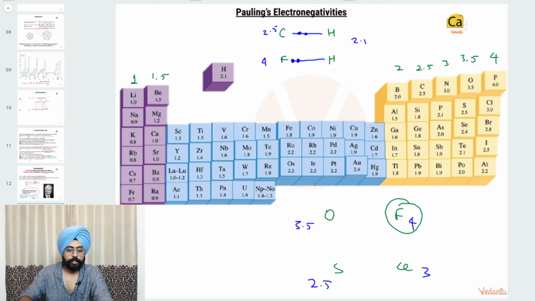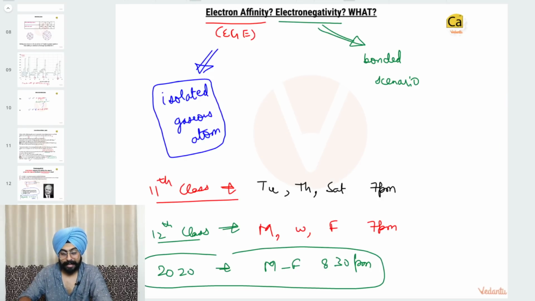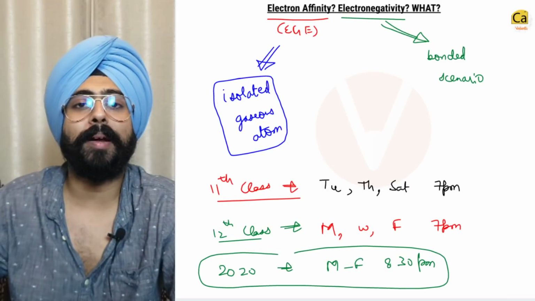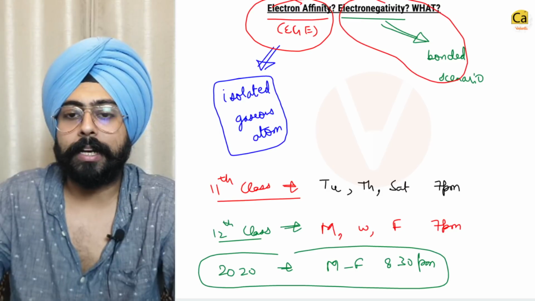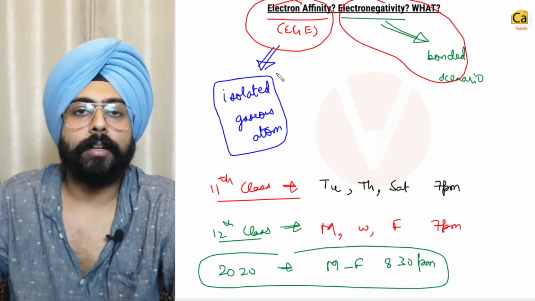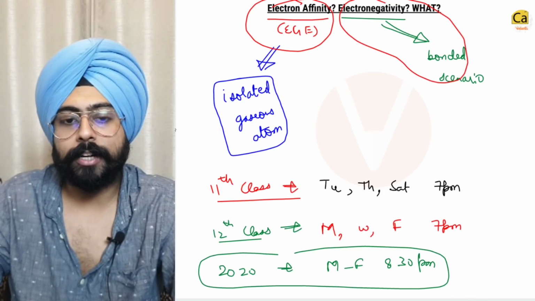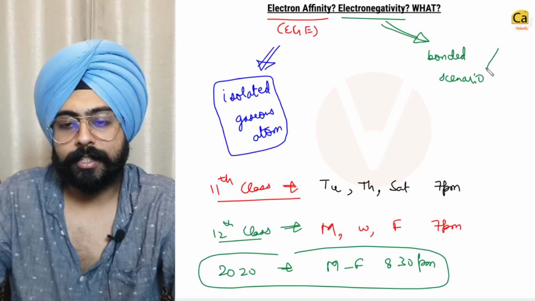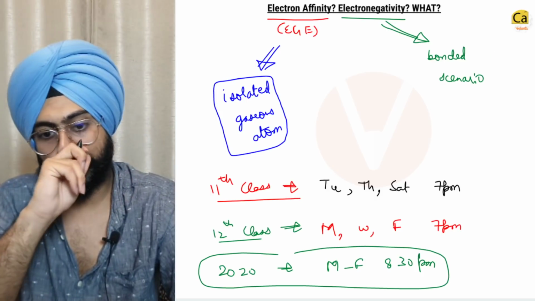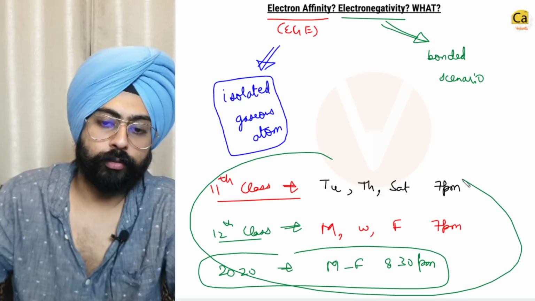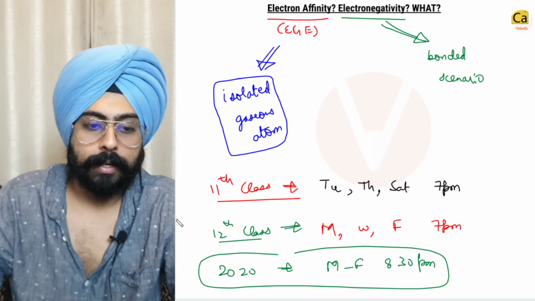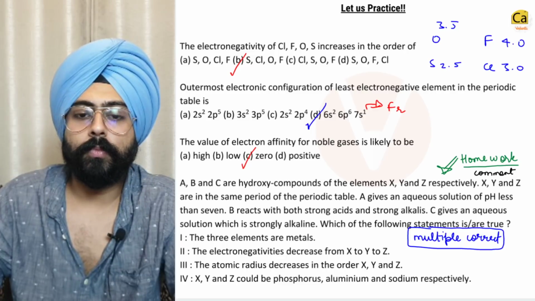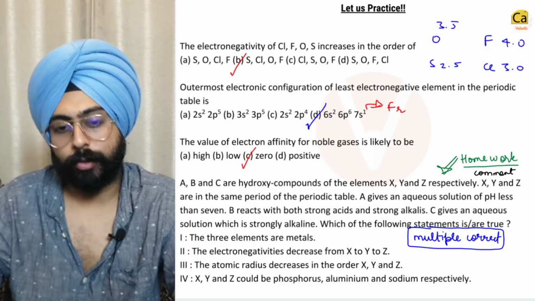Then after this, what did we do? We reminded ourselves, this is like the 10th time I'm reminding you in this class, that electron affinity is different from electronegativity. Electron affinity is defined only for an isolated gaseous atom, and electronegativity is defined for a bonded scenario. Alright, this was the schedule of our classes. You can pause the video over here if you want to see the schedule once again. And then we practiced these questions.